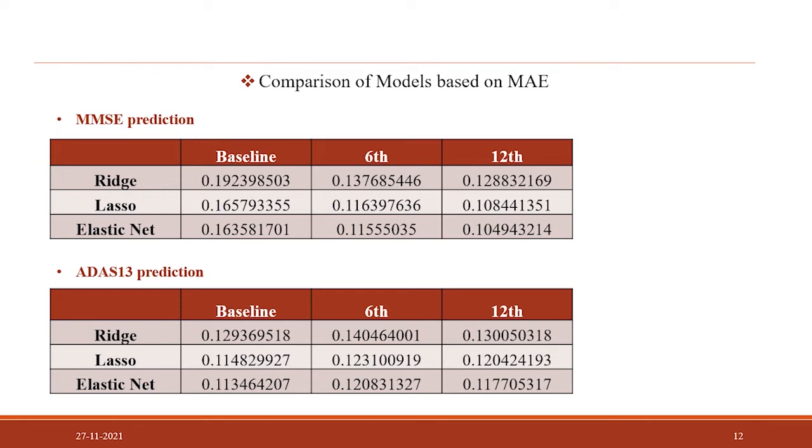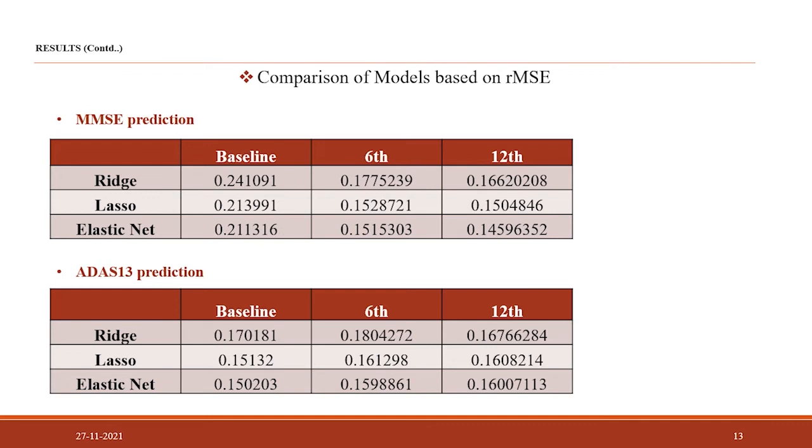For ADAS-13 also, the elastic net model has less error compared to ridge and lasso. So we can say that the elastic net model has a better prediction accuracy compared to the ridge and lasso models.